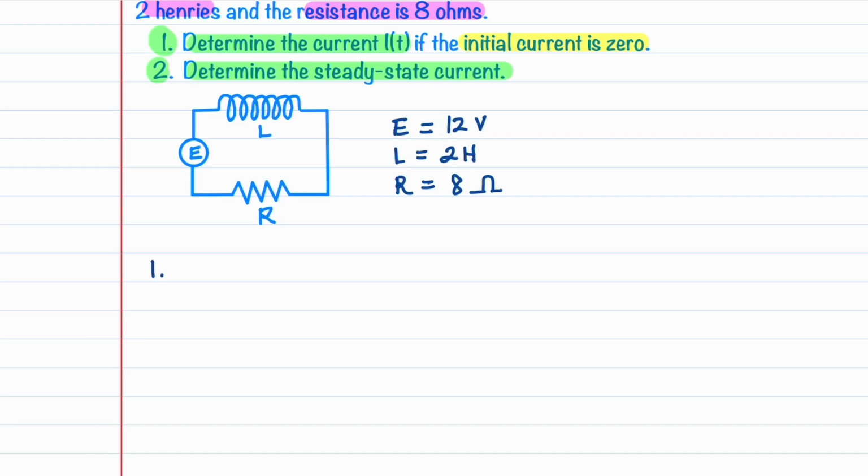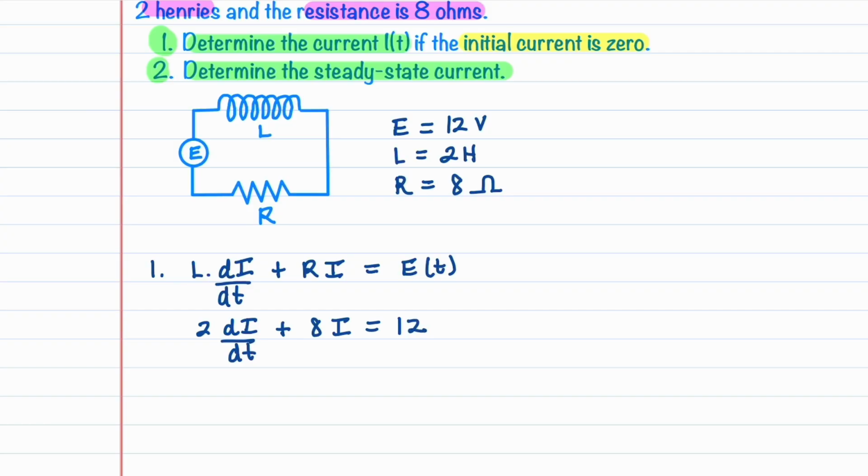The differential equation for an RL series circuit looks like this. It's L times the change in current with respect to time plus the resistance times the current is equal to the electromotive force as a function of time. In our case, it's going to be a constant. Let's now put in what L, R, and E are equal to. L is equal to 2, so we have 2 di/dt. And then the R is 8, so we have an 8I, and that's equal to 12.